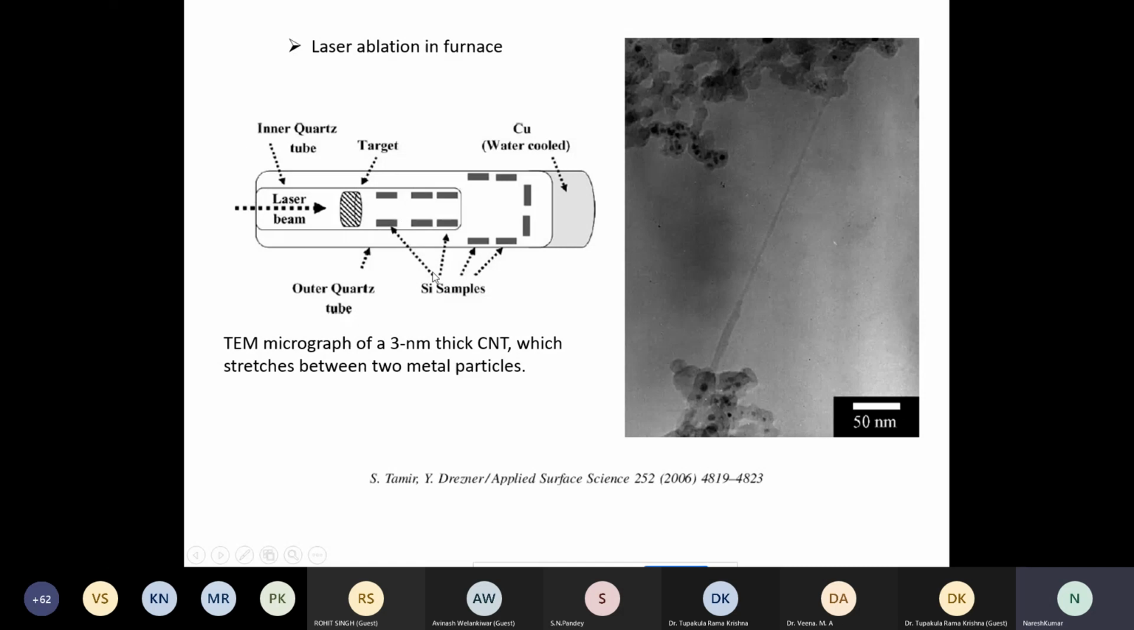You can create nanotube. It's a very interesting paper where one single nanotube could be prepared with the help of laser ablation in a furnace. Very challenging job. Just one nanotube was prepared. See, it's a 3 nanometer thick CNT, and it has been stretched between two metallic particles from here to here. So it can be used to make a nano device. So the system is very simple. You take a laser beam and shine it at the target, and you are done with the synthesis of nanoparticles.